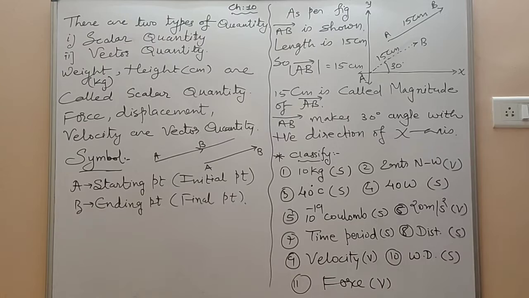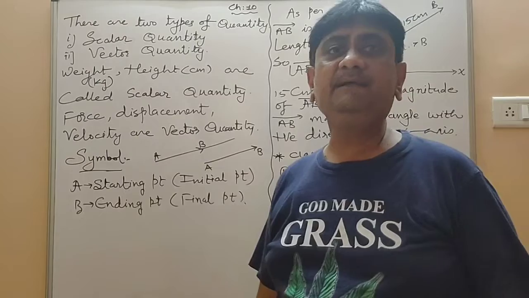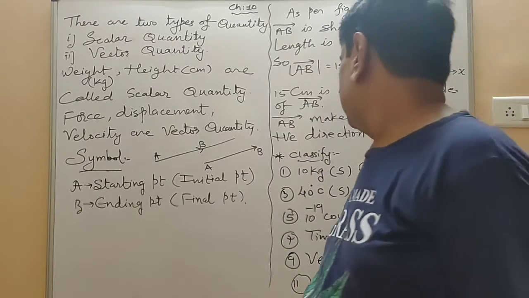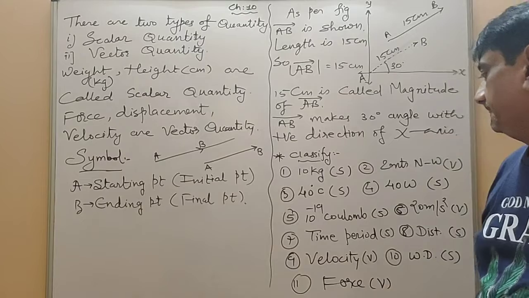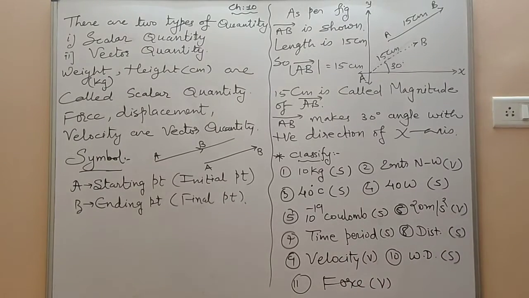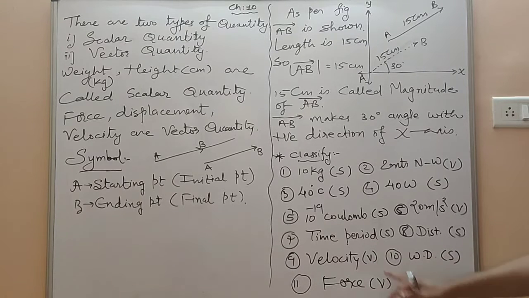Time period. Now time period, it is a scalar quantity. Time period, suppose 2 hours, 20 minutes, 60 minutes, 60 hours, 1 day, 5 days. So it is not a direction. The time period is a scalar quantity. It is a quantity, but direction is not specified. So it is called scalar quantity.